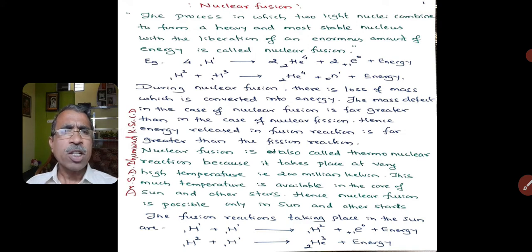The fusion reactions taking place in the Sun are: 2 protons combine to form a deuterium, and we get a positron with energy. Another possible reaction is deuterium combining with a proton and forming the helium nucleus of mass 3, He-3, and giving energy.